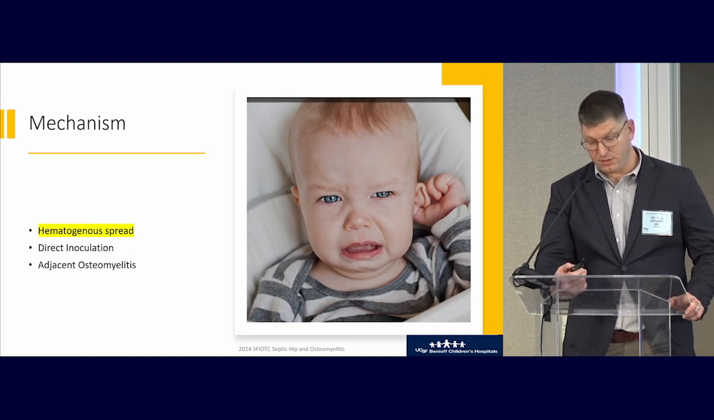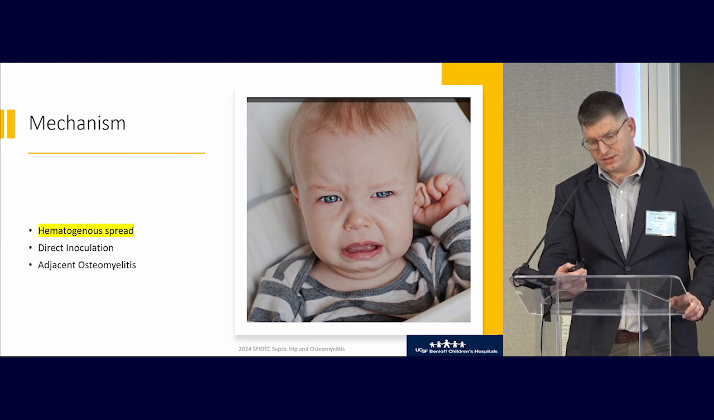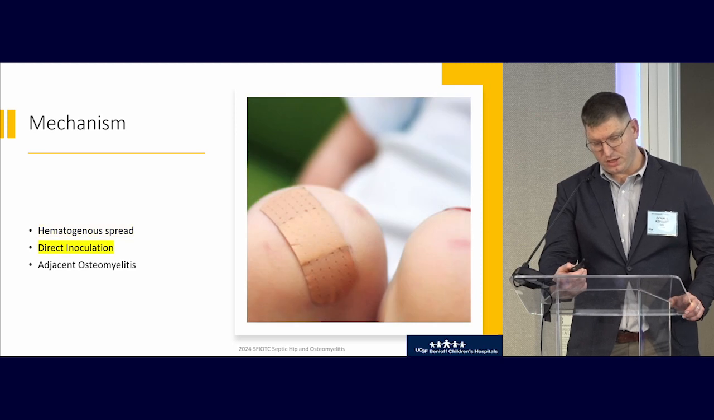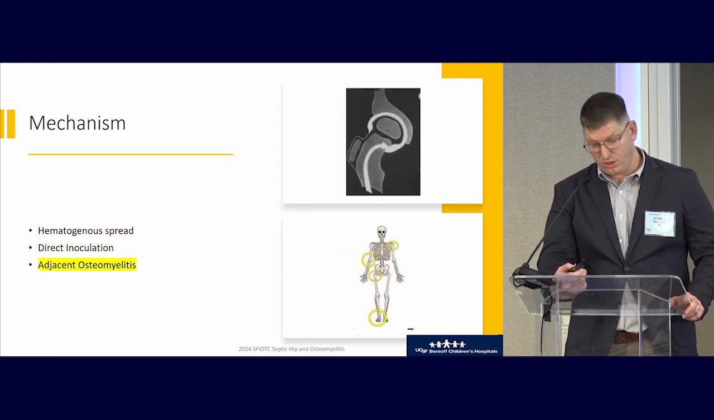The mechanism can be hematogenous spread in a child that has an ear infection, a genitourinary infection, or a gastrointestinal infection. It can be through direct inoculation, or it can be through adjacent osteomyelitis. Adjacent osteomyelitis would be more common in the joints that have intra-articular metaphyses, namely the proximal humerus, the proximal radius, the proximal femur, and the distal tibia.